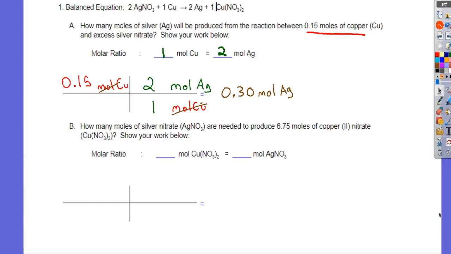For this video lesson, I'm going to skip question 1b because it is exactly the same as this one. You're just using different coefficients. If I look to my problem, I can see that I have a coefficient of 1 in front of my CuNO32, and I have a coefficient of 2 in front of my AgNO3.